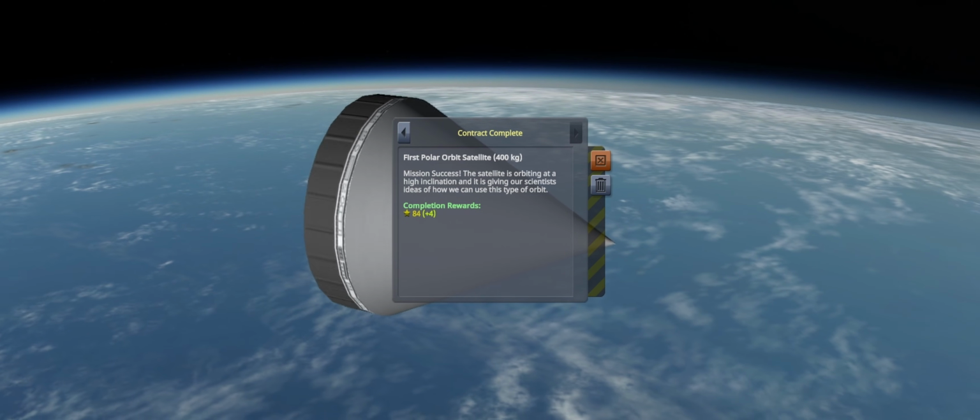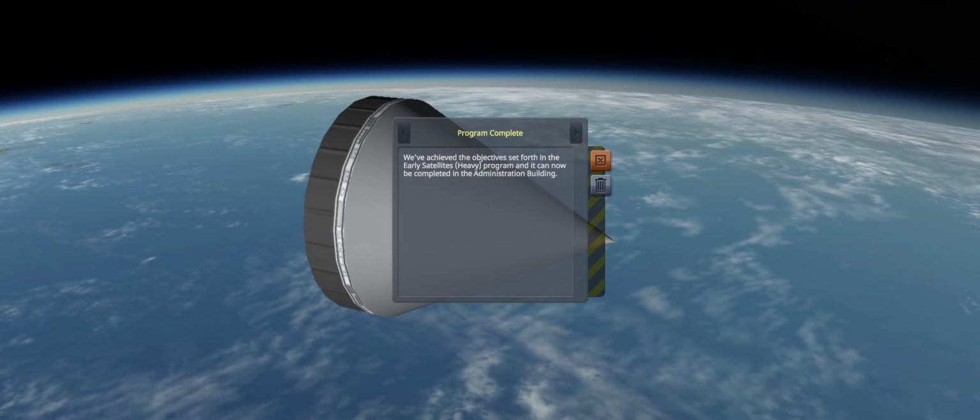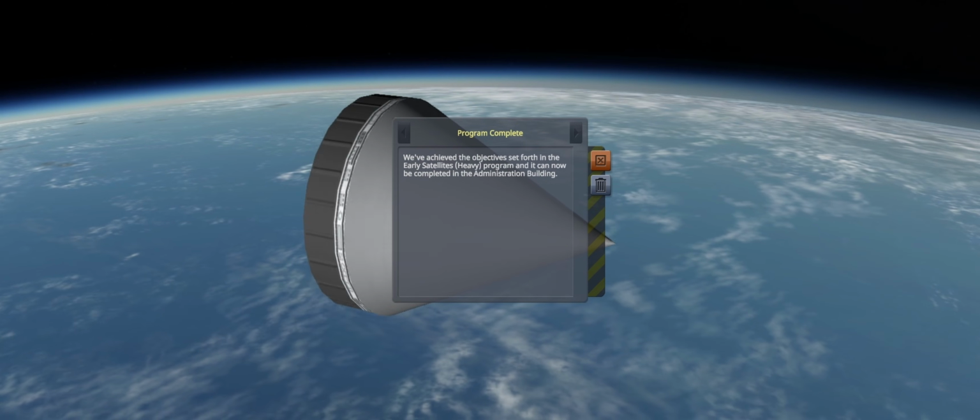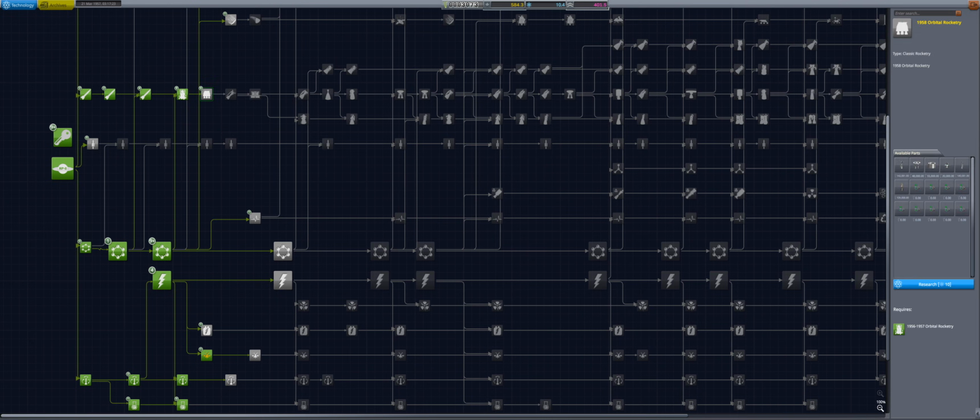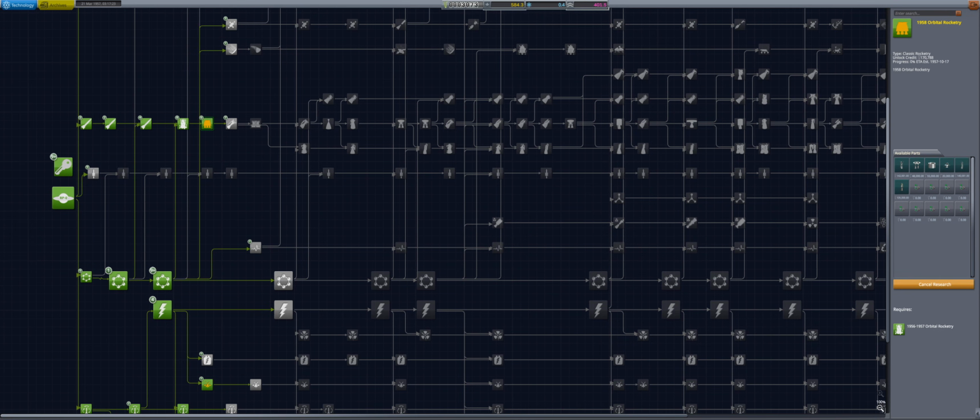We received the message that the Polar Contract is complete, as well as completion of all objectives for the early satellite program. With 10 science in the reserves, 1958 orbital rocketry is bought in to get the RD-0105, which will be our first usable upper stage.